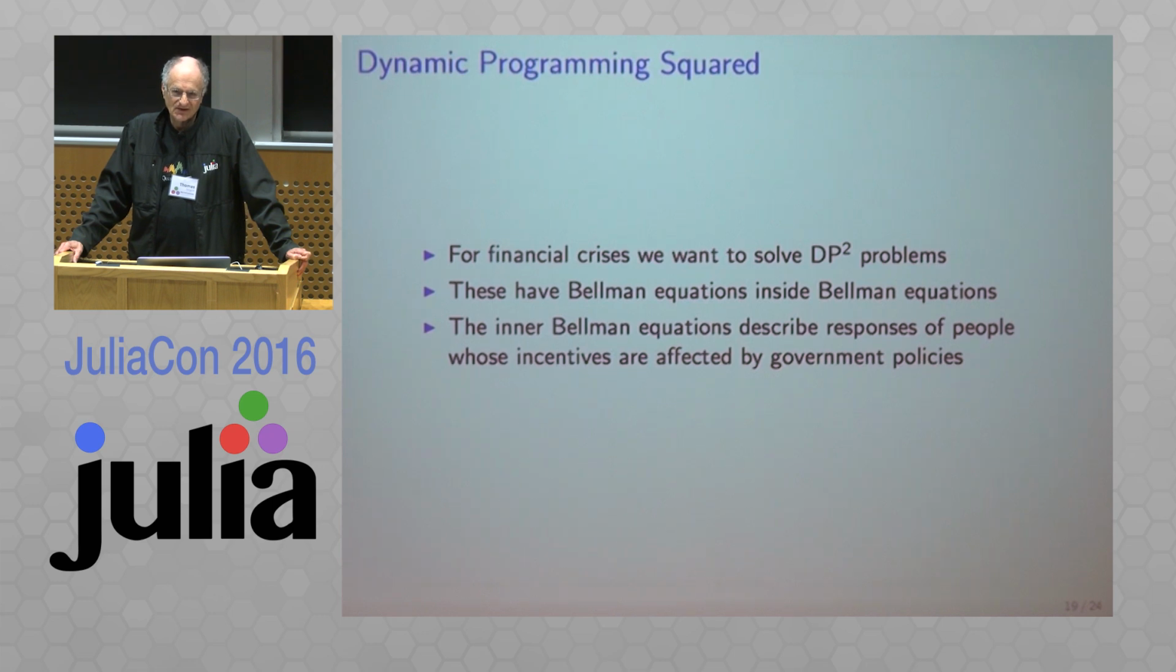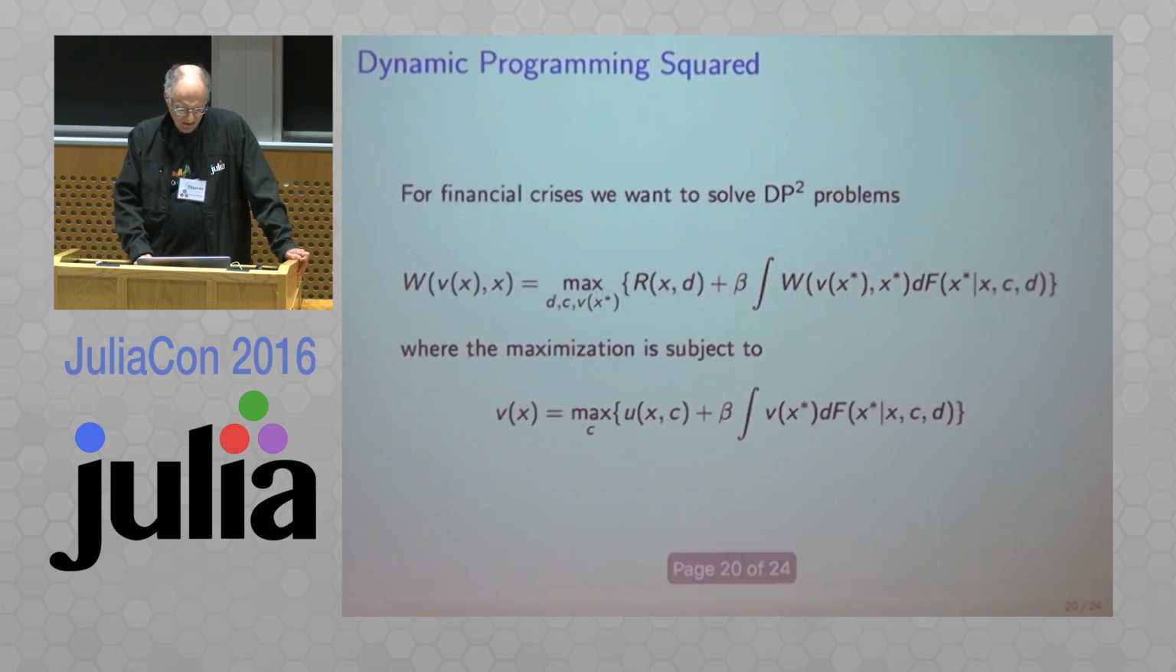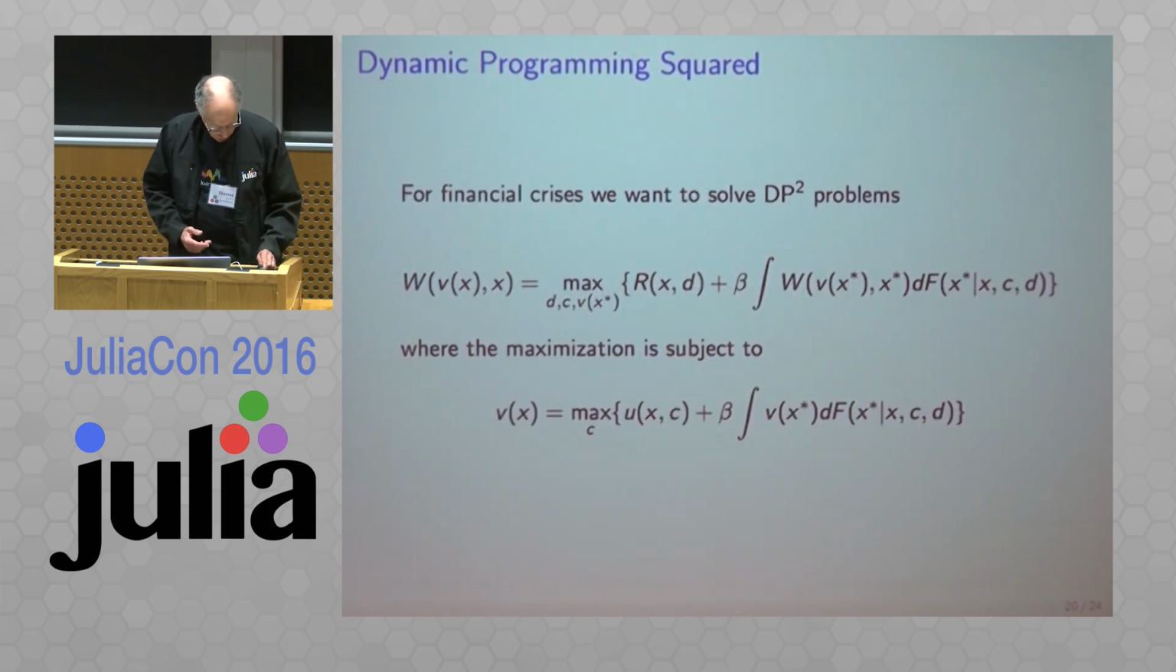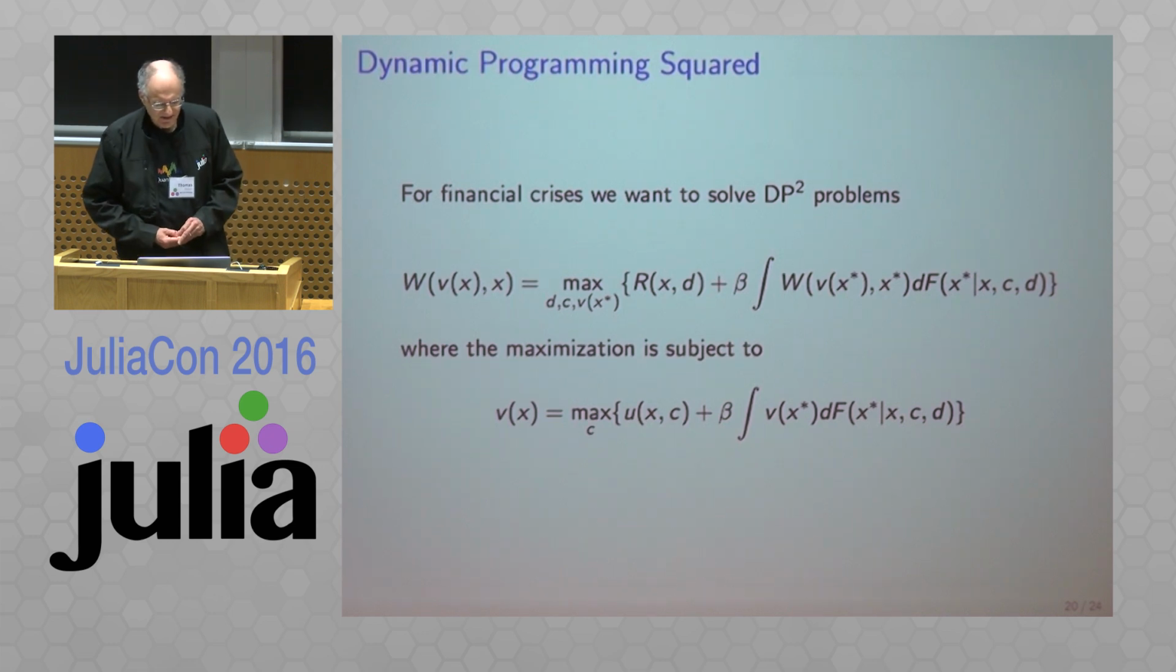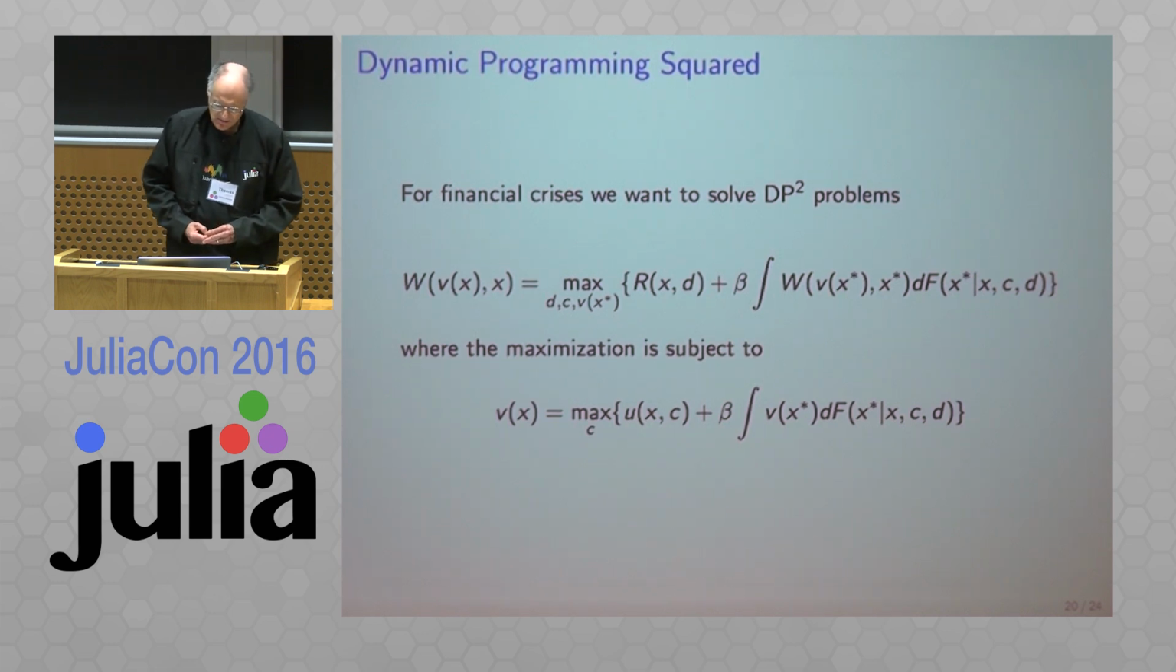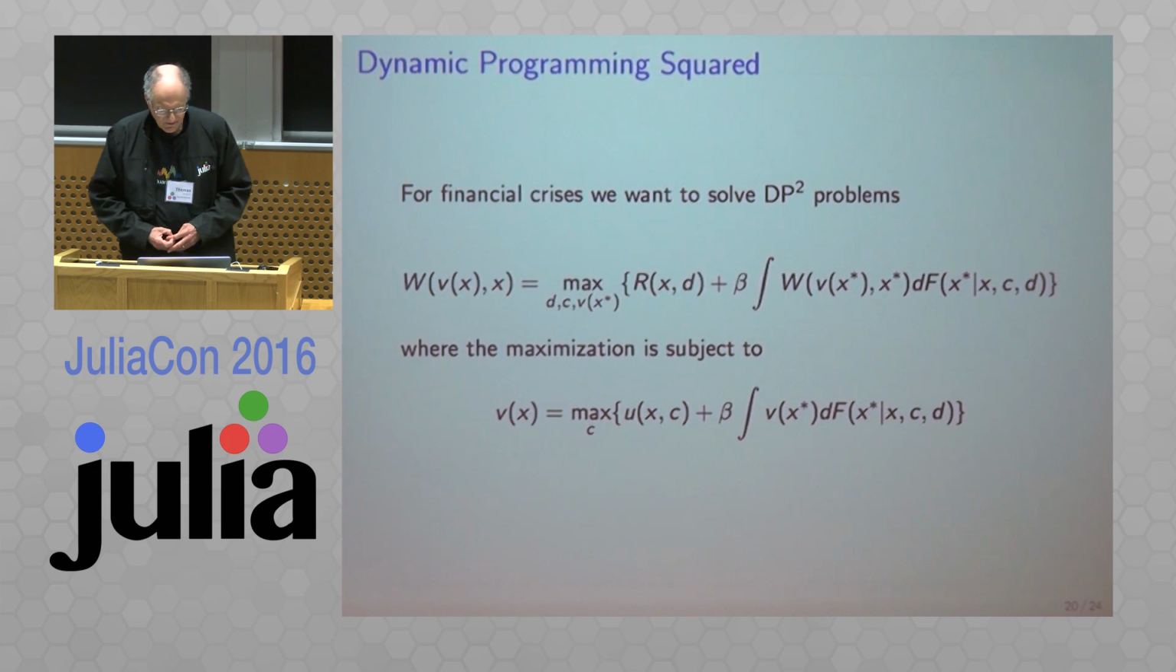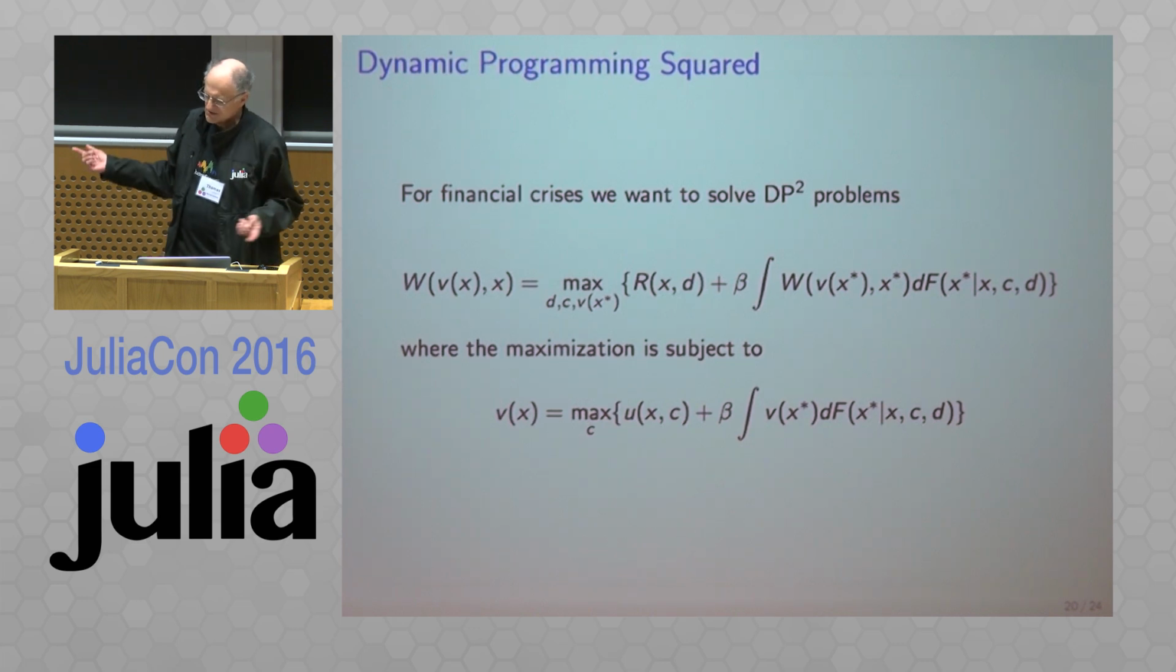Like the guys who wrote Dodd-Frank wish they'd had this. They're making guesses. Okay, so I'm almost going to stop here. So here's a dynamic programming squared problem. So here's the deal. I just write down that Bellman equation.